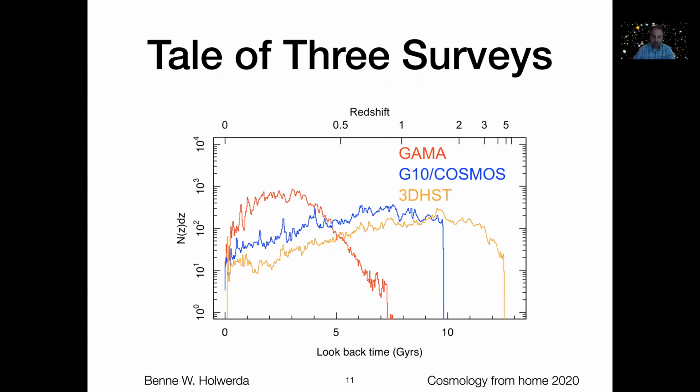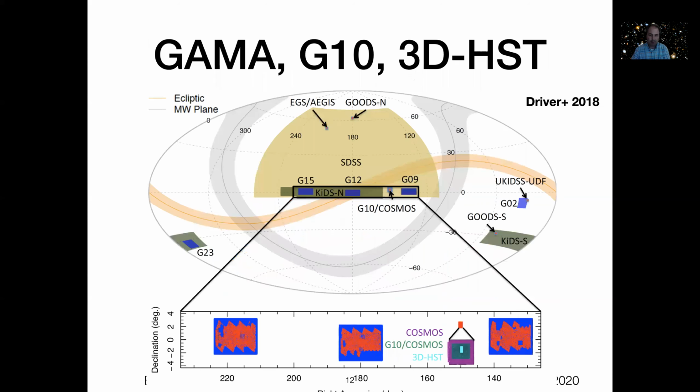Now, very recently Simon Driver and the GAMA team put together 3 different surveys, the GAMA survey, the G10 or the COSMOS survey, and the 3D-HST survey. And together they actually cover all the way out to redshift 5. And the nice thing is that all 3 of them are multi-wavelength, meaning that we can start doing spectral energy distribution modeling. What is that?